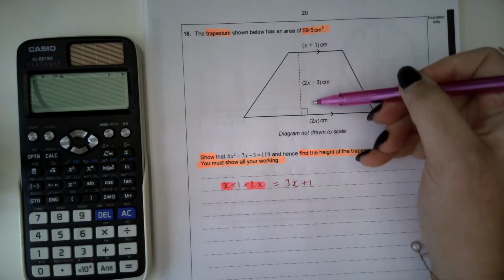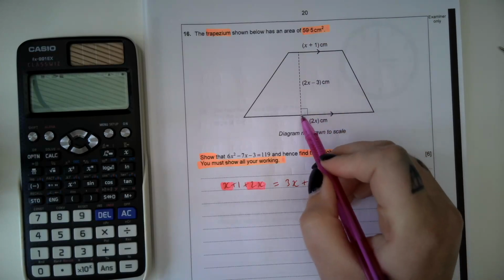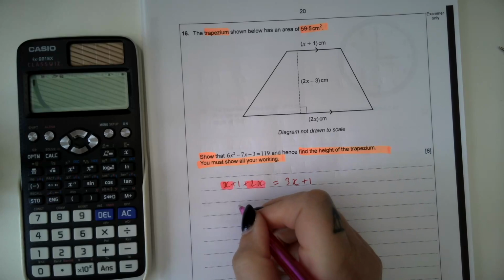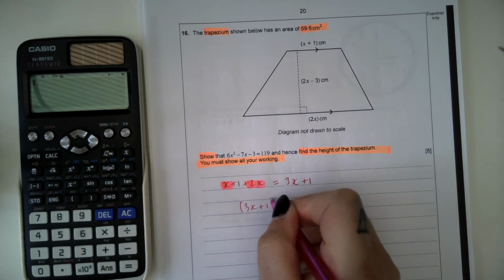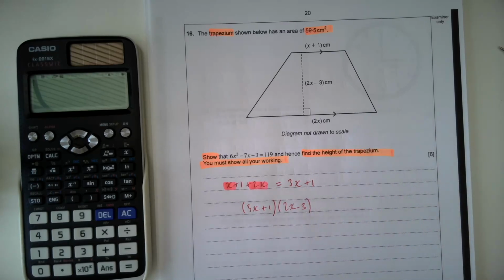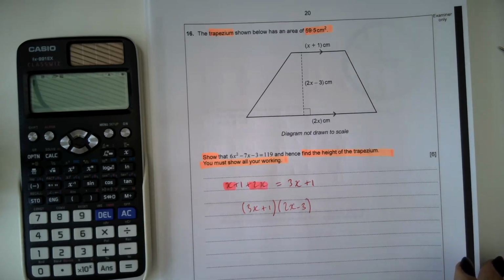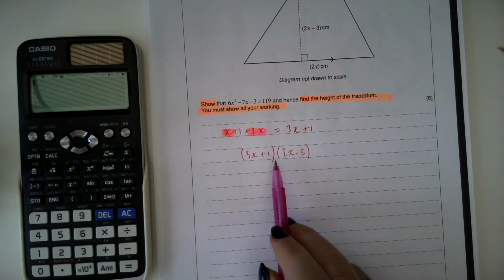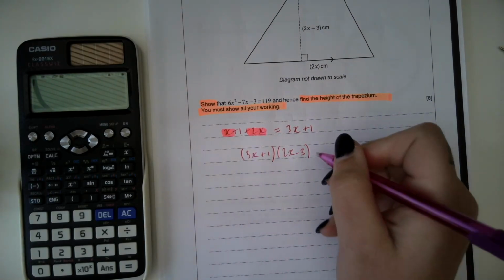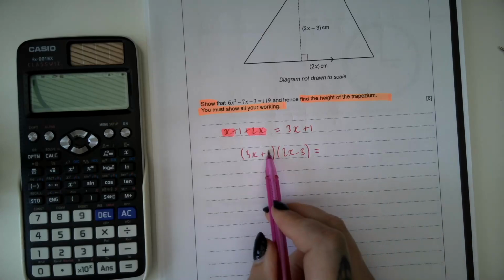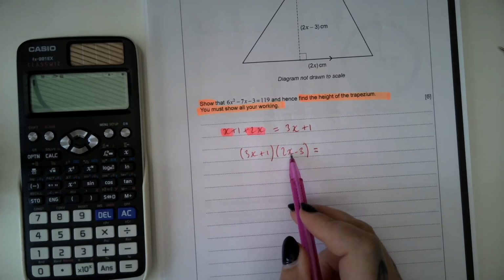Then we would multiply that by the height, the perpendicular distance between them, which is 2x subtract 3. So I'm doing 3x add 1 multiplied by 2x subtract 3. I've written brackets around both of those because there's more than one term in each dimension. So I have to remember that I am working with double brackets, and I now need to expand those double brackets. When I'm expanding brackets, everything in this bracket gets multiplied by everything in this.